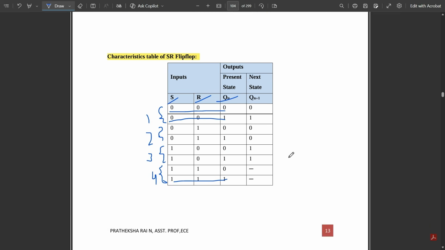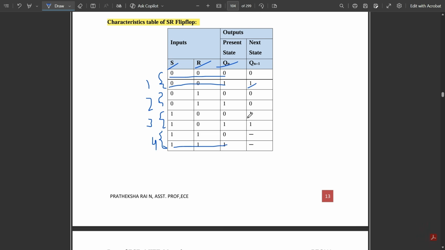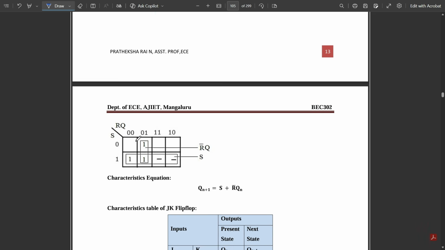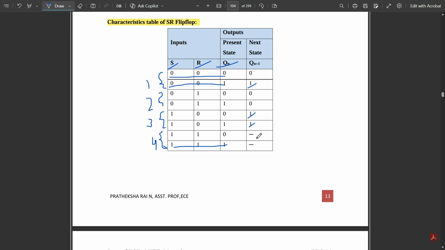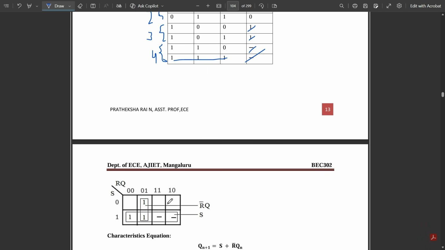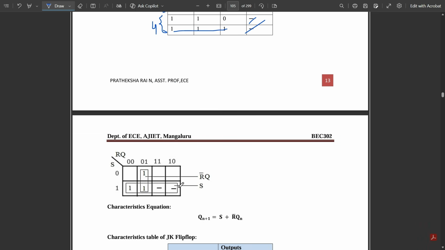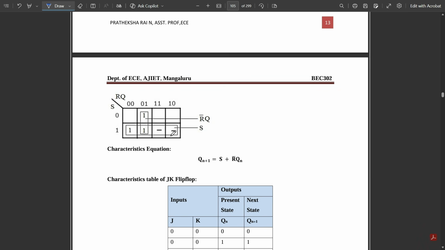And wherever it is high, that is for 0 0 1, 1 0 0, and 1 0 1, these three ones, you mark 1 there. Wherever there are dashes, you also need to mention them, because they could be either 0 or 1. So you need to group those as well. Include the dashes and make groups starting from the maximum size. Here a group of 4 can be formed, and this one remains, so a group of 2 can be formed. If you make these two groups, you get the individual equations for each group.